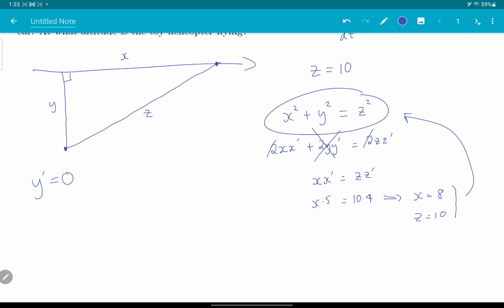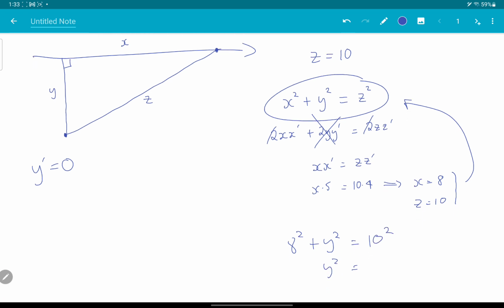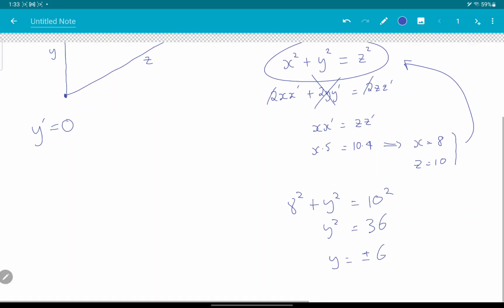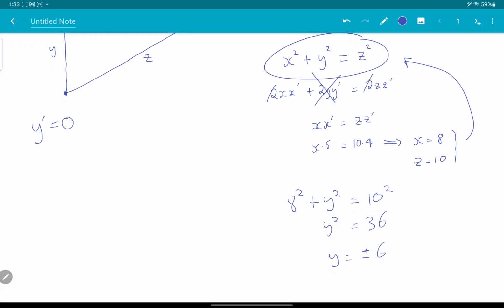to my Pythagoras. 8 squared plus y squared is 10 squared. So y squared is 100 minus 36, nope, 100 minus 64, which is 36. So y will be plus or minus 6, technically. But we're talking about a physical distance here, so we're going to go with the plus 6.